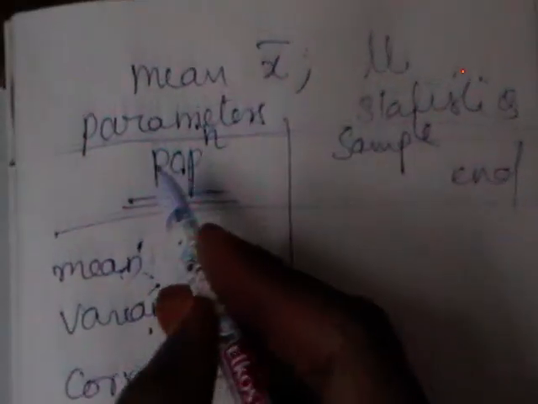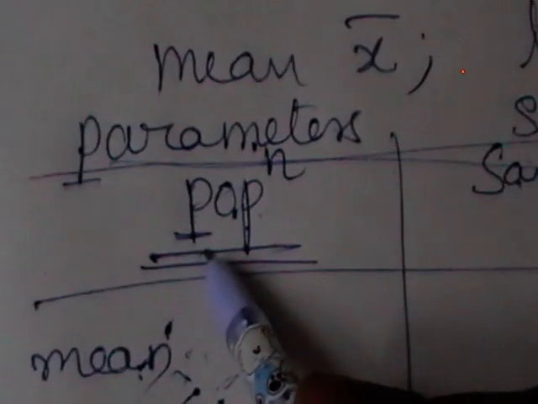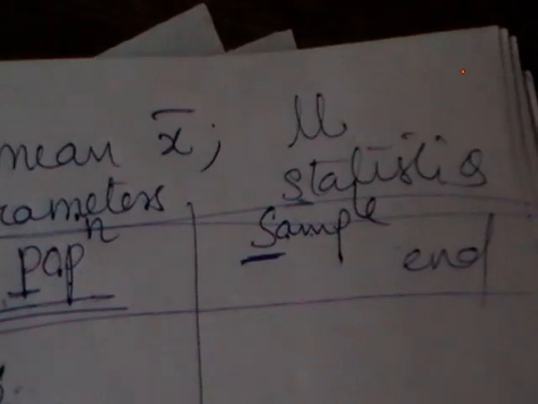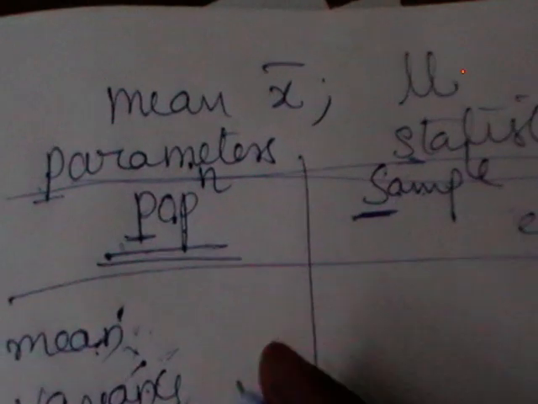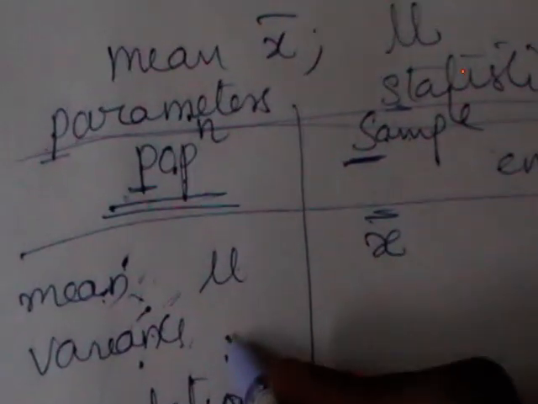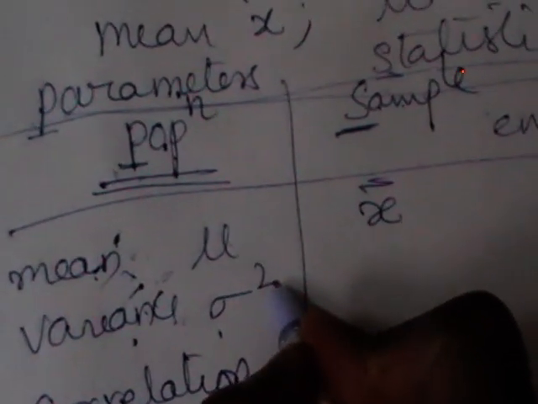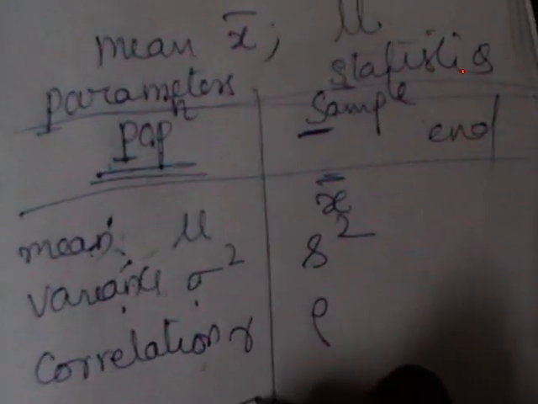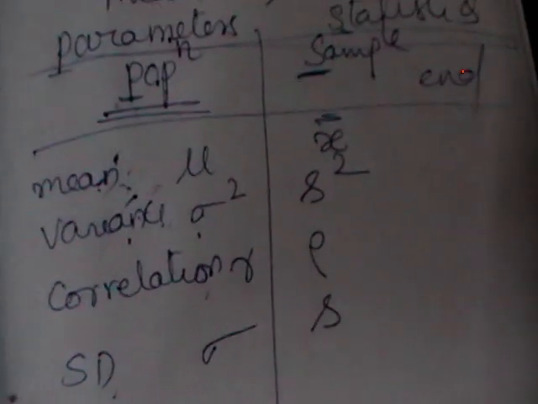You can remember it this way, PP: statistical constants of the population are called parameters. Statistical constants of the sample are called statistics. If you have different terms, mu always stands for the population mean, x bar stands for the sample mean. Sigma square is the population variance, s square is the sample variance, and r and rho, sigma and s are likewise.